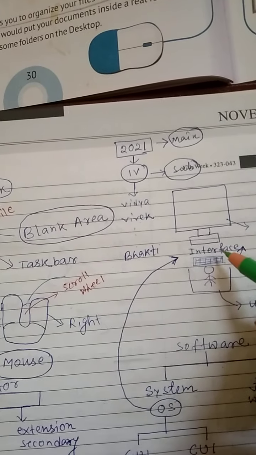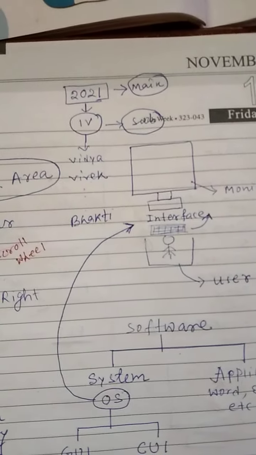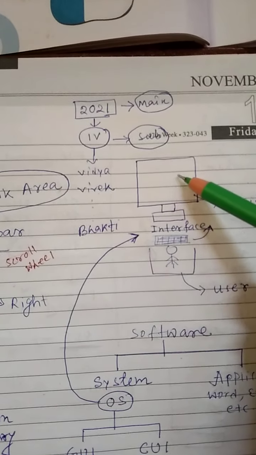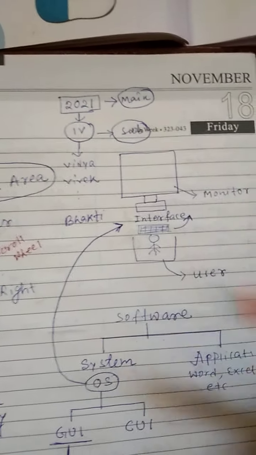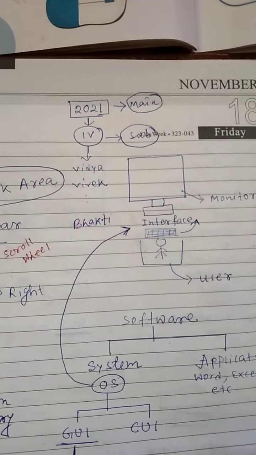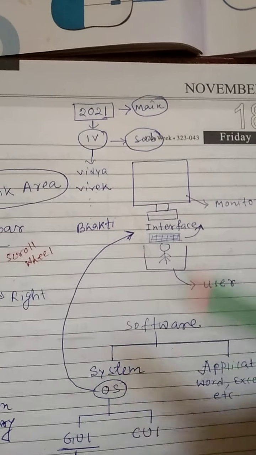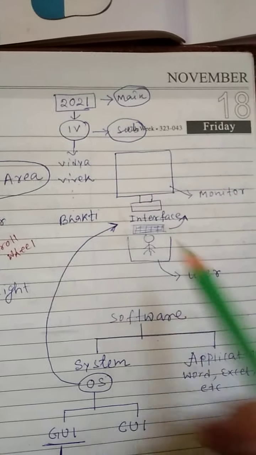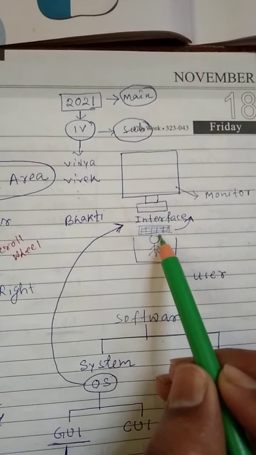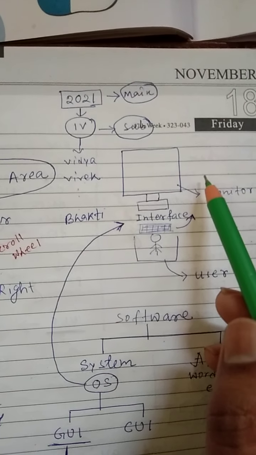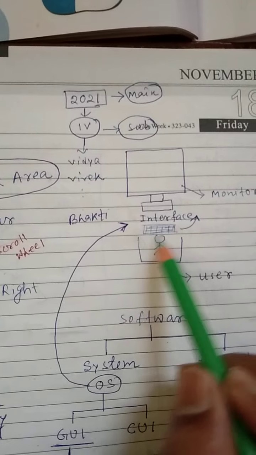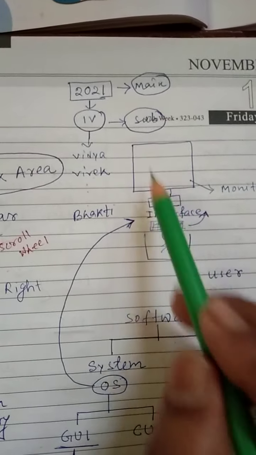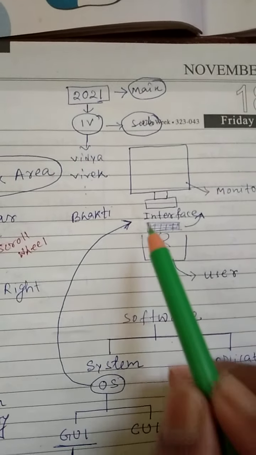So what is the definition of Windows? Windows is an operating system that acts as an interface between you and your computer system. Again I dictate it: Windows is an operating system that acts as an interface between you and your computer system. Through this keyboard you give your instruction to the central processing unit, and the central processing unit provides the information on your output screen. So the operating system acts as an interface.